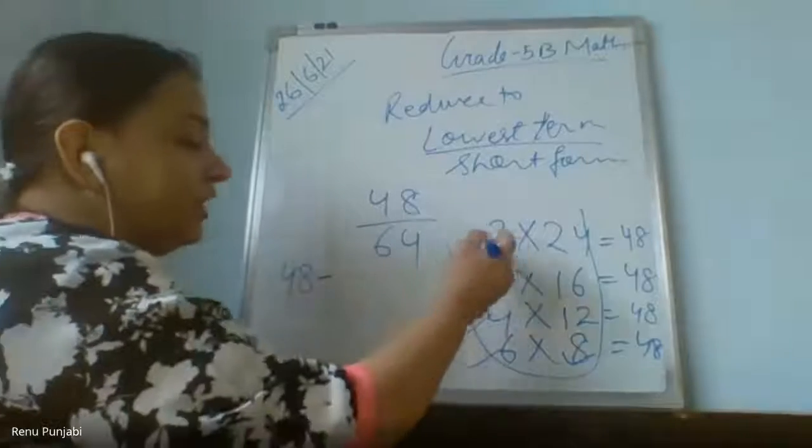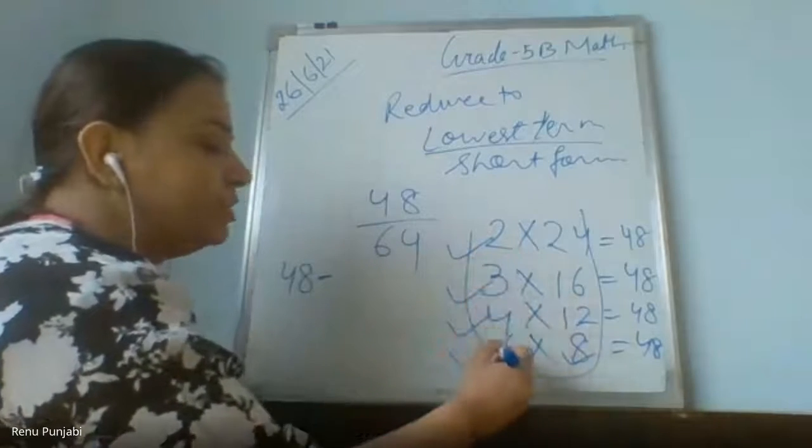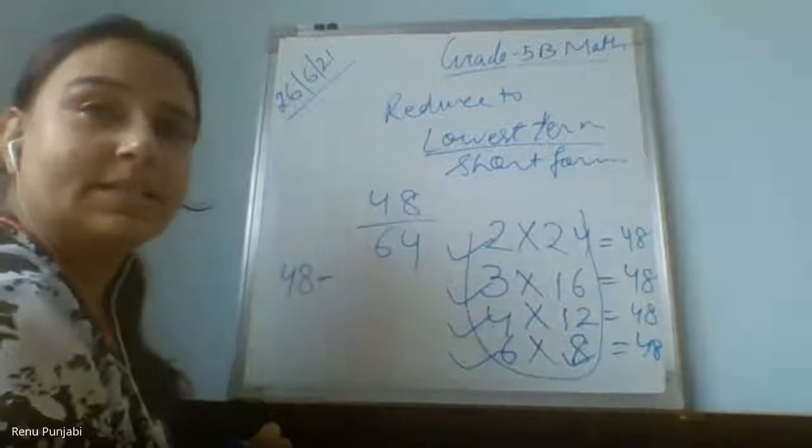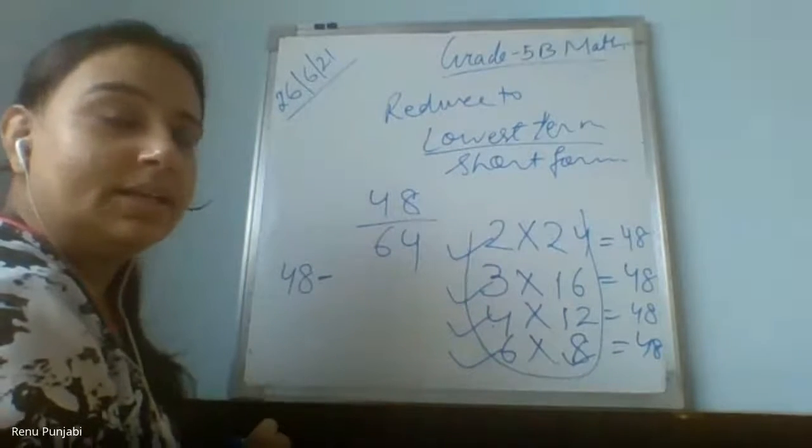Yes or no? Yes. So now we can say 48 is coming in which all the tables? 2, 3, 4, 6, 8, 12, 16, 24. Which all the tables? 2, 3, 4, 6, 8, 12, 16, and 24.